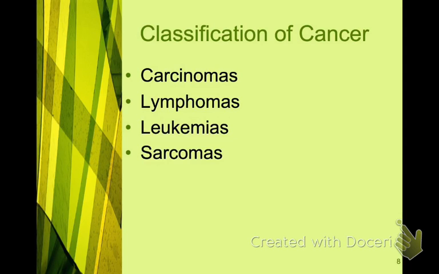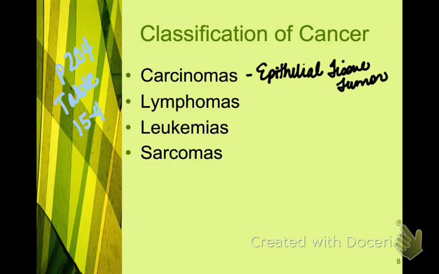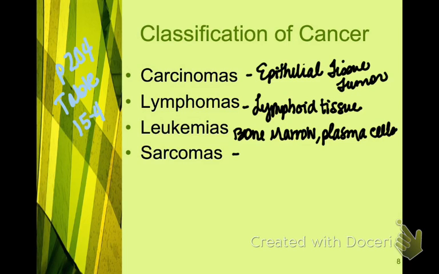As far as classifications, carcinoma is a classification, lymphoma. I think I wrote stuff on this one, page 204, table 15.4. So carcinoma is epithelial tissue tumor, right? Lymphoma, lymphoid tissue, lymphomas, right? Leukemia, bone marrow or plasma cells. That's where the cancer. And then sarcomas are connective tissue.